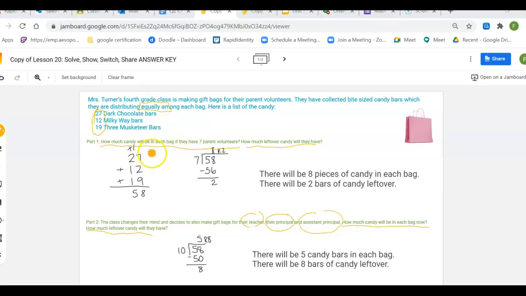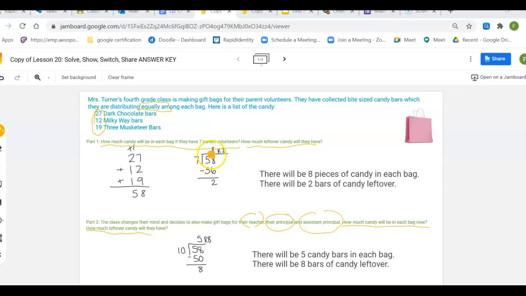There are 2 questions. How much candy will be in each bag if they have 7 parent volunteers? And then the second question, how much leftover candy will they have? All right, so my first step is to determine how much total candy they have. So I added all the different candies up: 27, 12, 19, 58 pieces of candy. And now we need to distribute those equally among 7 parent volunteers.